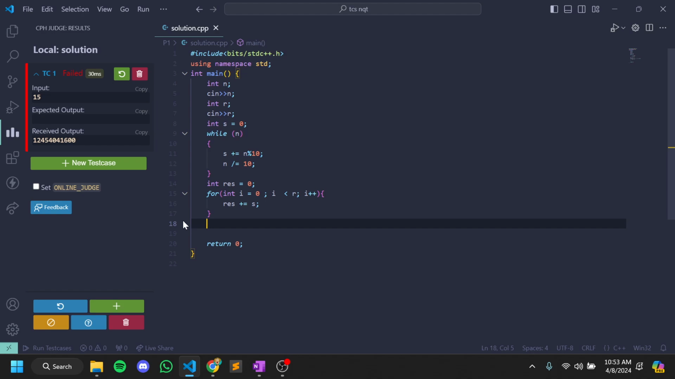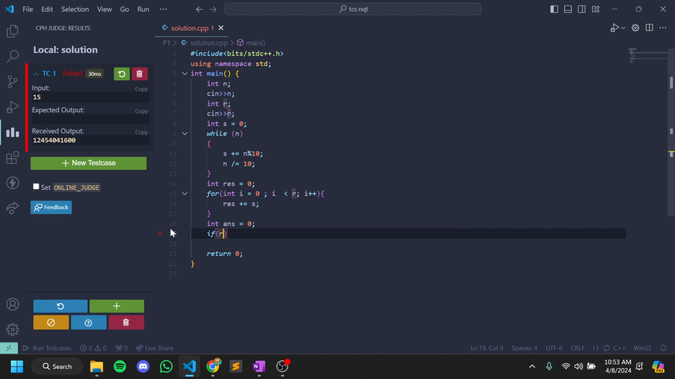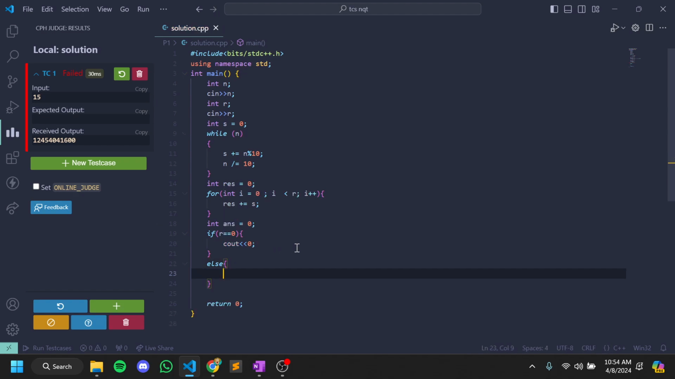So while our resultant is here, or even let's pick up an answer as 0. If my r is 0, I'll be just printing my 0 only. Else, in the other case, our answer can range from 1 till 9.